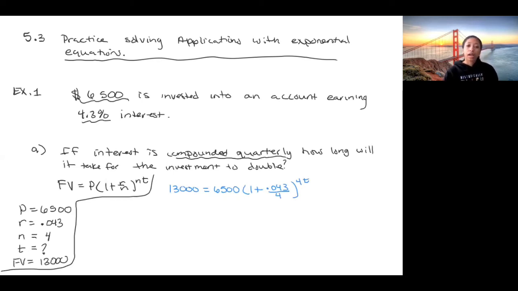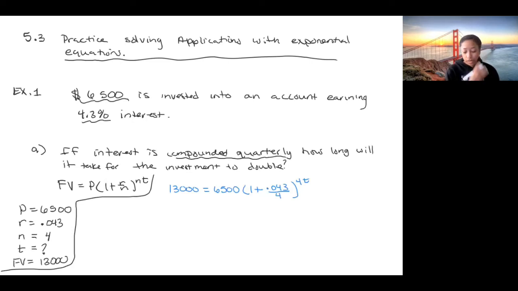All right, I'll pause really quickly here so that you can make sure everybody understands what the numbers are. P, our principal, is 6,500. We want to know how long it takes to double that. So that means that the output would be 2 times 6,500. That's where the 13,000 comes from. R is 0.043, and then we're compounding quarterly, so N is equal to 4.